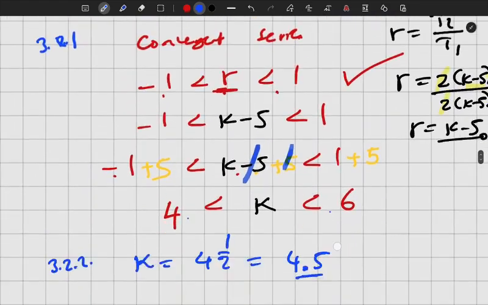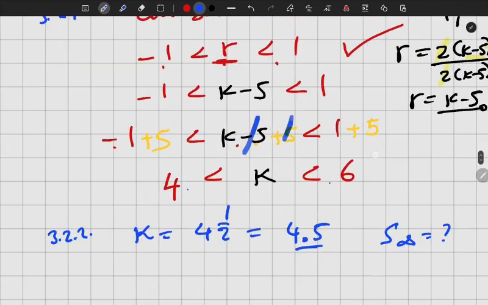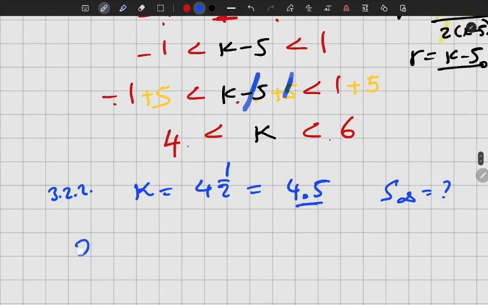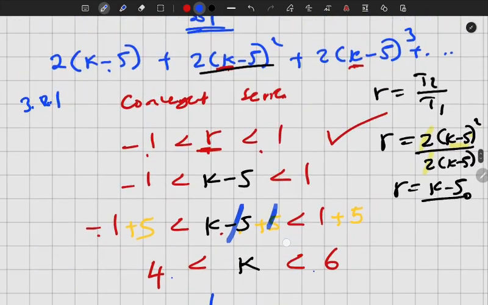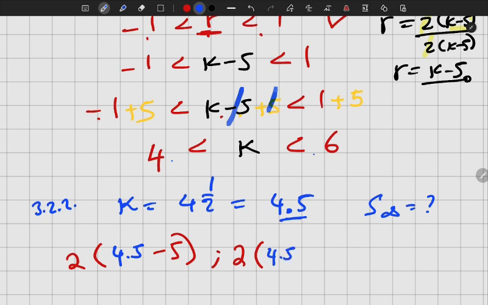Now if k is that, they're saying we must find sum to infinity, but before you find sum to infinity, you must find our actual terms. So meaning that the first term is going to be 2, substitute k, so it's 2k minus 5. So what is k? It's 2 times 4.5 minus 5, that is T1. T2 is 2 times 4.5 minus 5 squared.